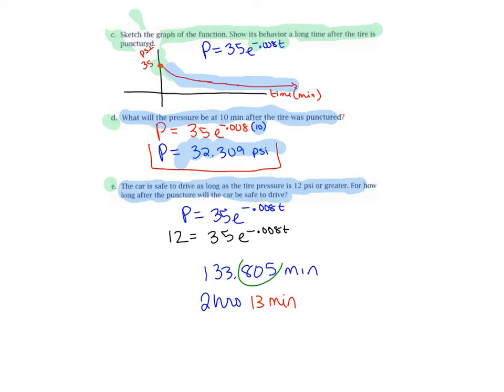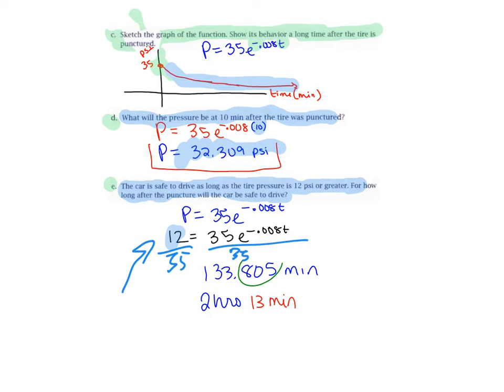So let's put in 12 for p, and then solve for t. They didn't actually show it, but you're going to end up dividing both sides by 35, find out what that is, and then do a natural log on both sides to cancel that out. And since this is going to be less than 1, your natural log is going to be negative. Let me just write it down.